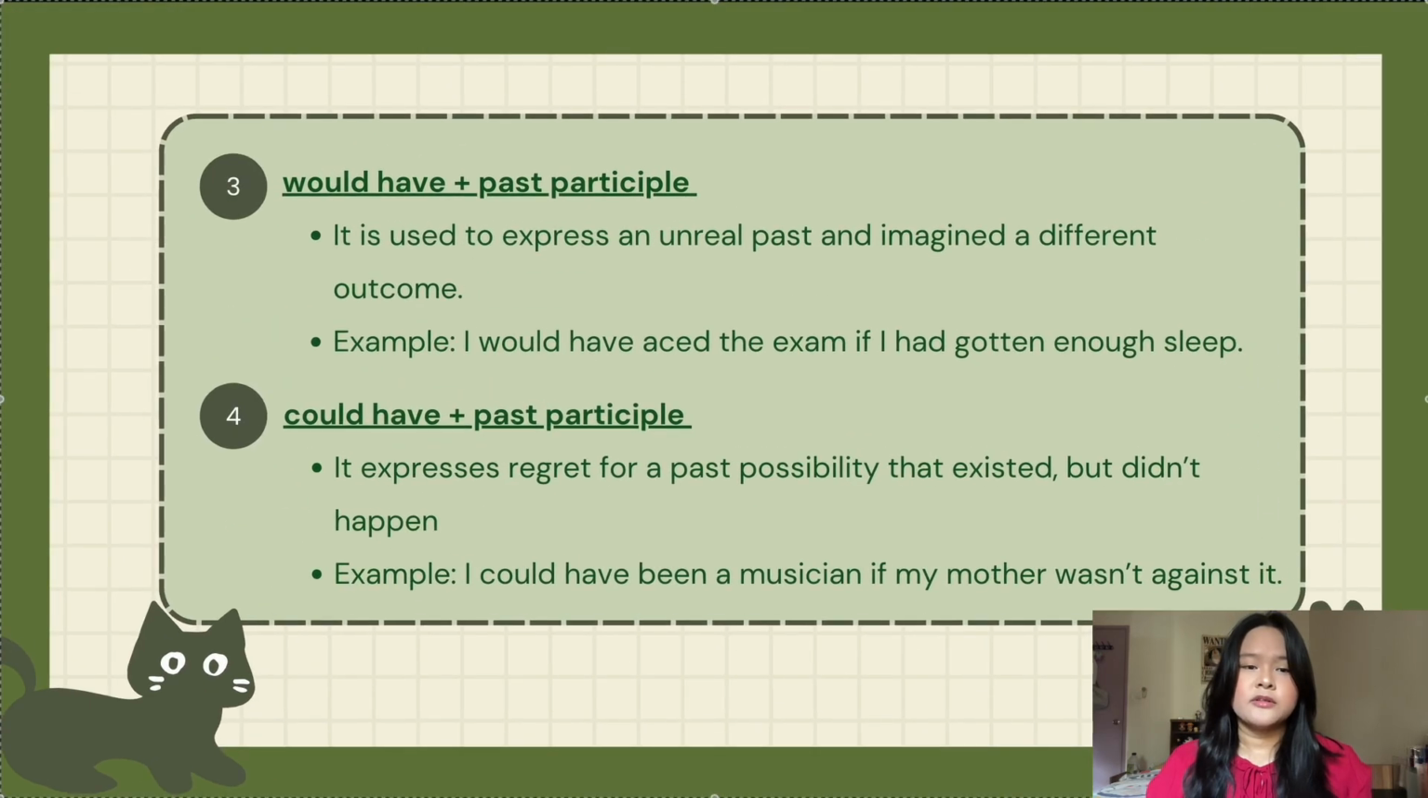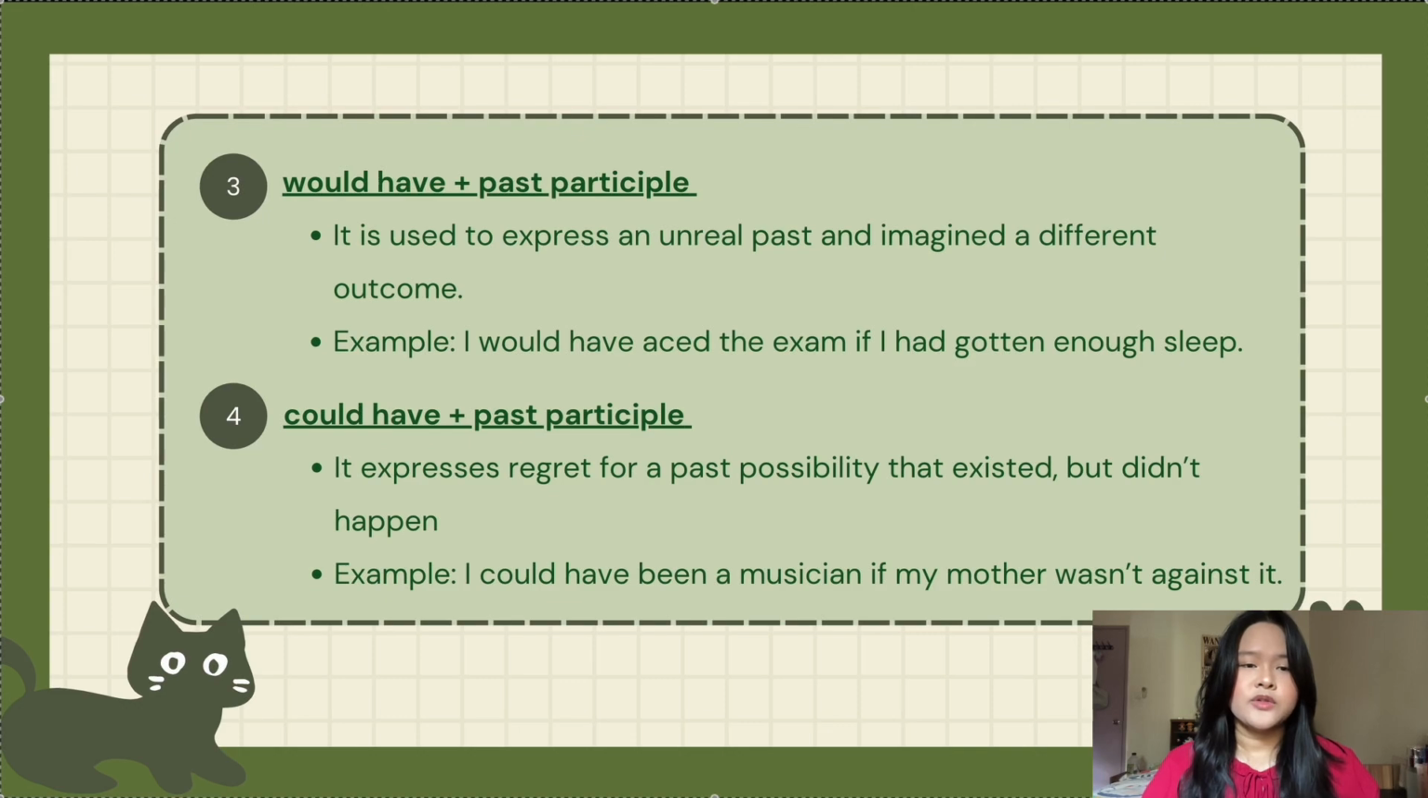Third, we have would have plus past participle. It is used to imagine an unreal past and how it could have been different. For instance, I would have aced the exam if I had gotten enough sleep. The sentence imagines a different past. The speaker didn't get enough sleep, so they didn't do well in the exam. Would have is used to show how the result could have been changed if the situation had been different.